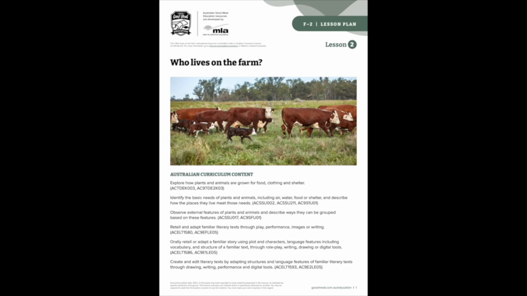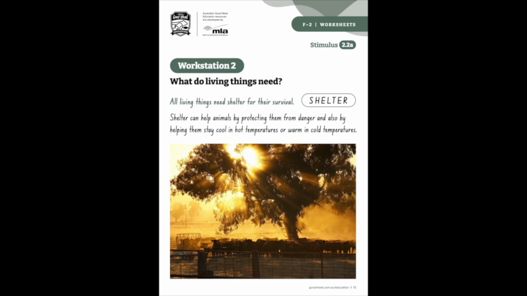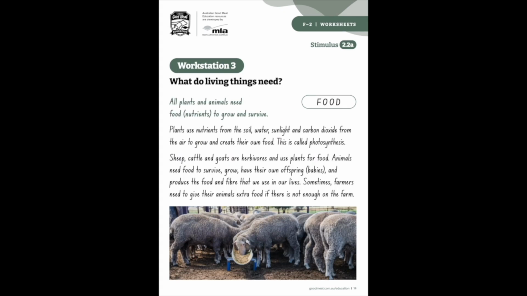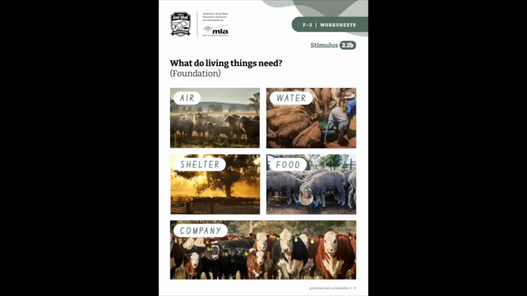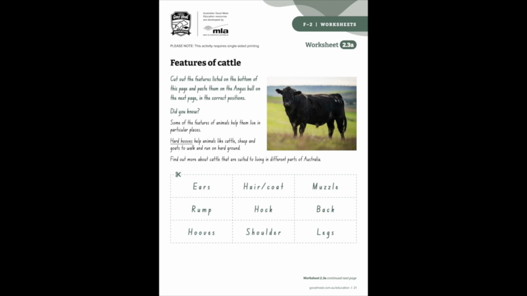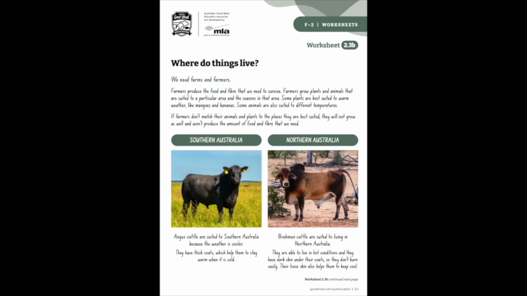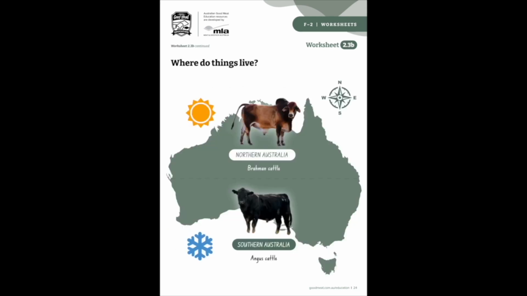During Lesson 2, Who Lives on the Farm?, students will learn about the needs of living things on farms and the features of some important farm animals that make them suited to particular areas. Students will work in groups to study visuals and read workstation information about the important needs of living things. They will also complete activities about the features of cattle and learn how and why some breeds of cattle are suited to different areas within Australia.